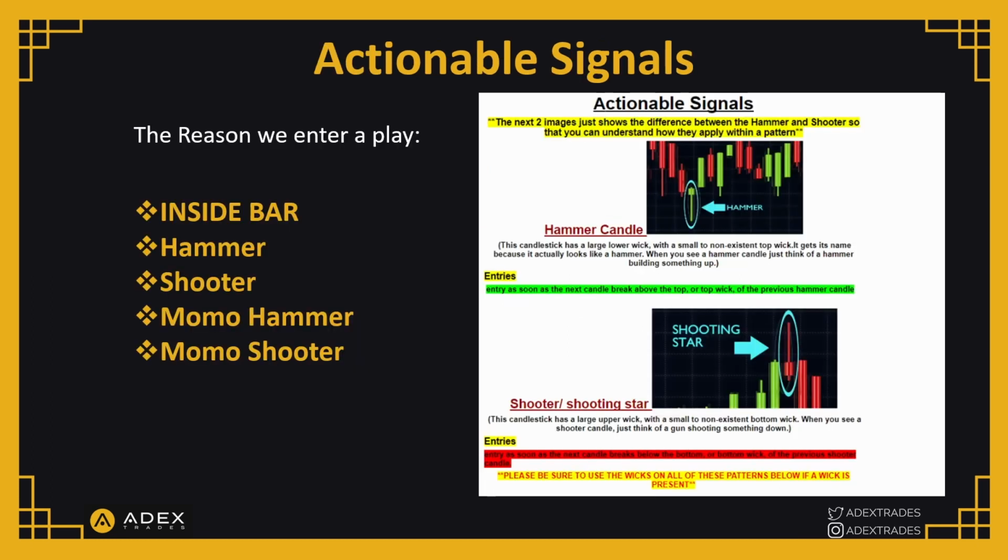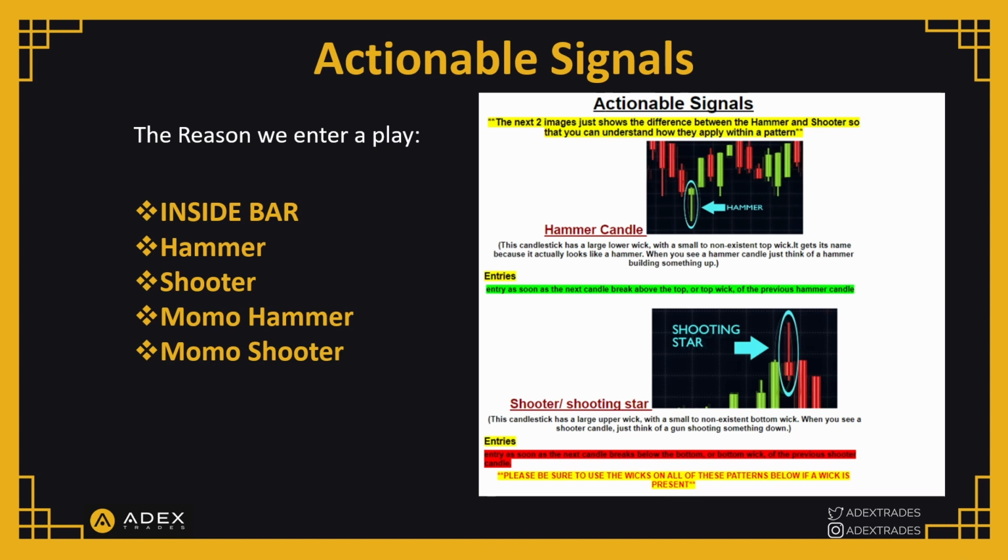So actionable signals. For those of you who are asking, what does he mean by actionable signal? That is the reason why we enter the play. So if we say, hey, Apple has an actionable signal on the 15-minute, it's saying that it has a signal for you to enter the play, right?